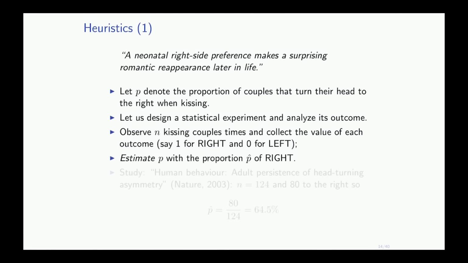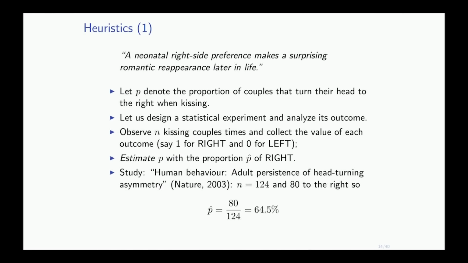Okay, so in this study, what you will find is that the numbers that were collected were 124 couples, and that out of those 124, 80 of them turned their head to the right. Okay? So P hat is a proportion. How do we do it? Well, we don't need statistics for that. You're going to take 80 divided by 124, and you will find that in this particular study, 64.5% of the couples were bending their head to the right. That's a pretty large number, right?